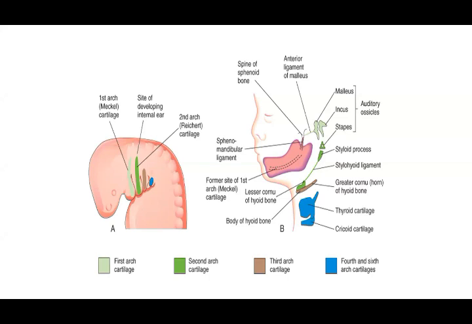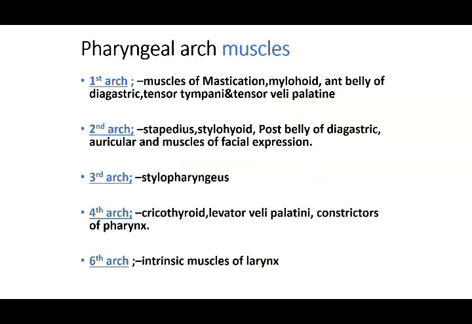Okay, and if you see this other picture, you are seeing the developing of the internal ear, from the first cleft. These are the clefts which are shown from the outside, and these are the bones and the muscles which are being formed from each arch. Then a collective presentation of the muscles. First arch: muscles of mastication, mylohyoid, anterior belly of digastric, tensor tympani, and tensor veli palatini.